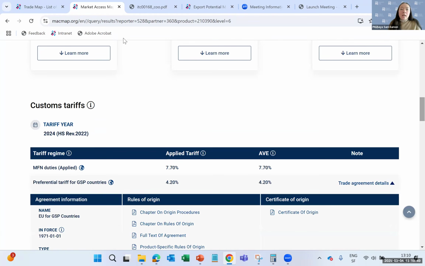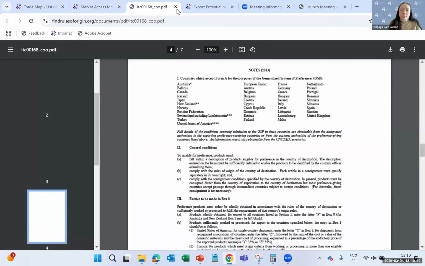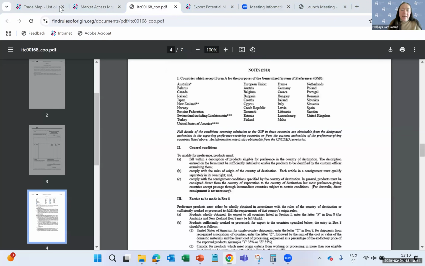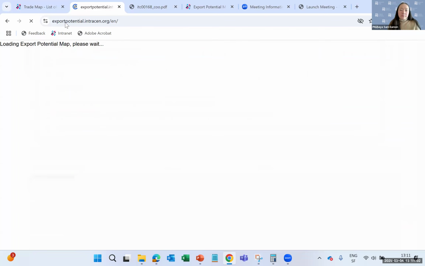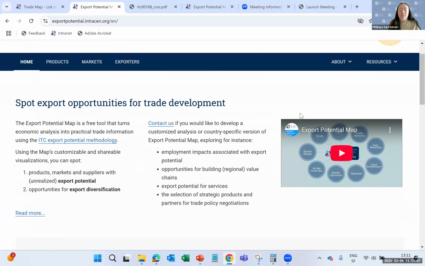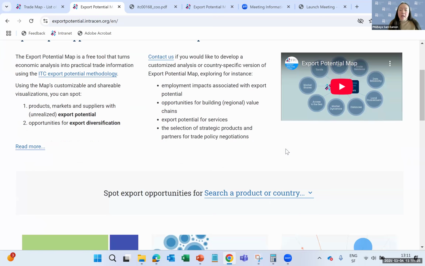Now I'm going to go to the third tool, which is the export potential map here. The export potential map. Basically, we have discussed before, trade map is the trade statistic up to right now, until December 2024. It's trade that already took place. You can see the trend that already took place. Now we're going to look into the future. We're going to look for 2029 export potential.